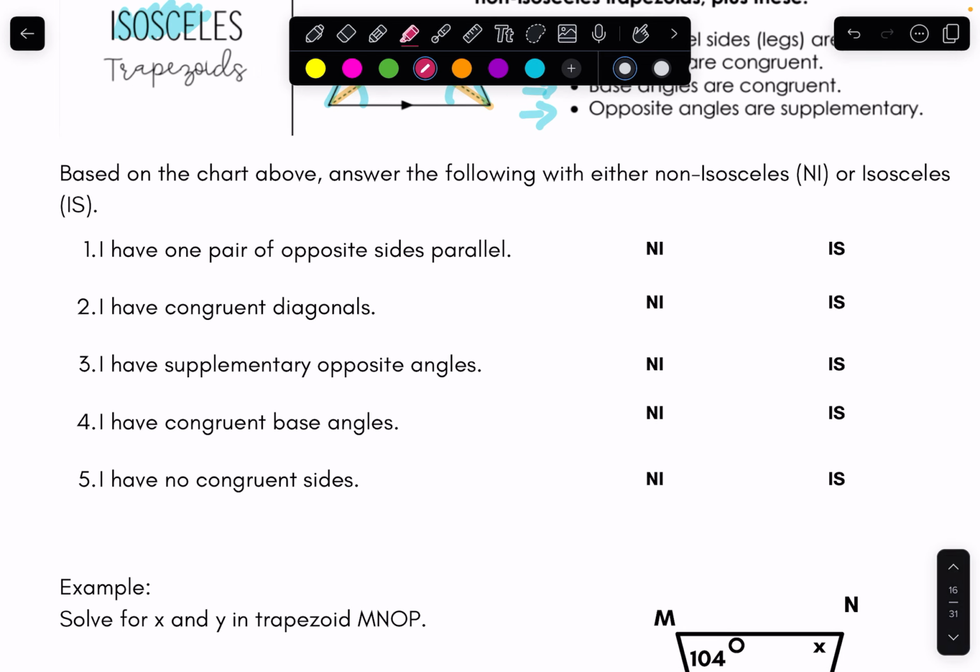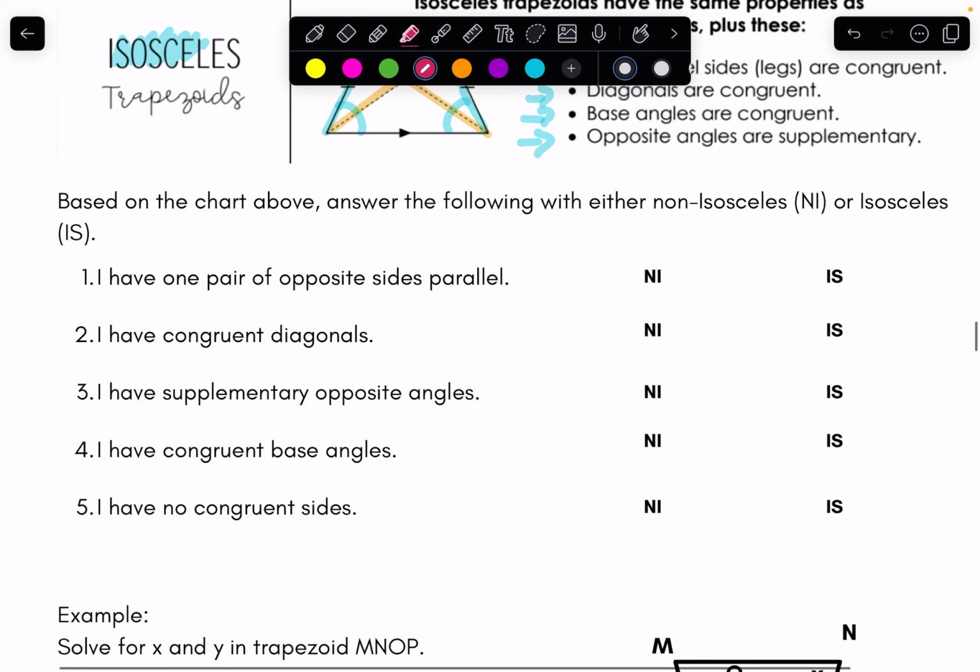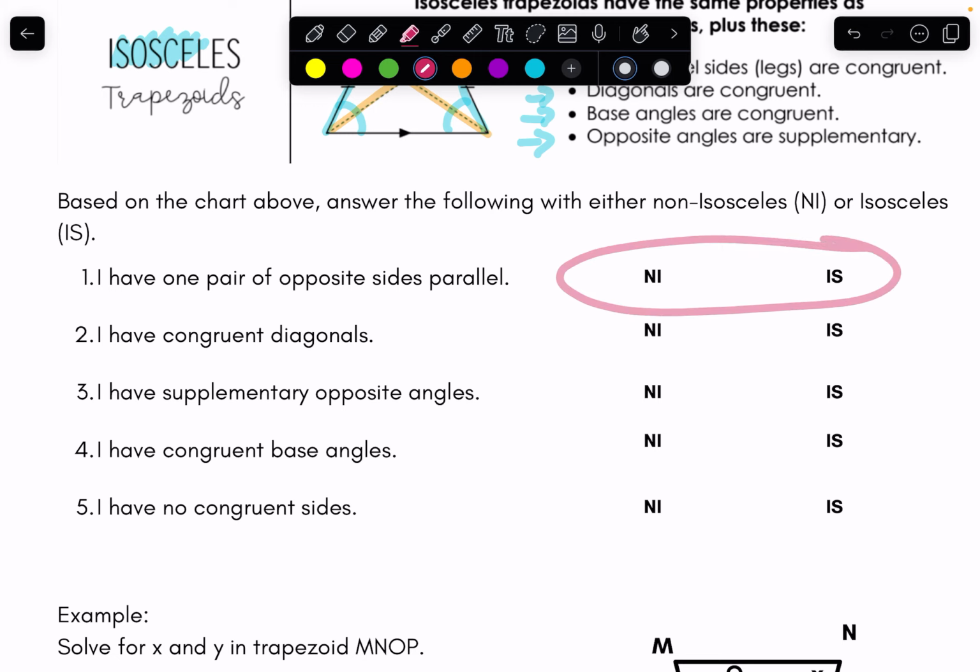Based off of these statements, you should be able to determine if they would be an isosceles or non-isosceles trapezoid. One pair of opposite sides parallel: that actually would be both. Congruent diagonals: that's only isosceles. Supplementary opposite angles: isosceles. Congruent base angles: isosceles. No congruent sides: non-isosceles.